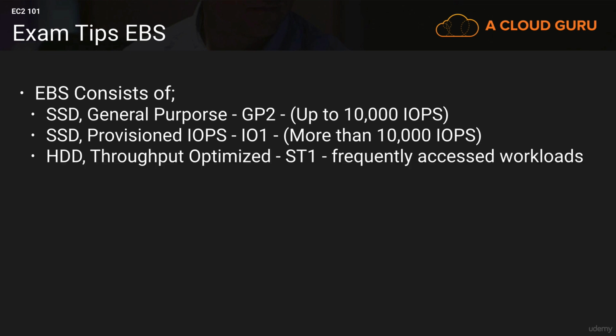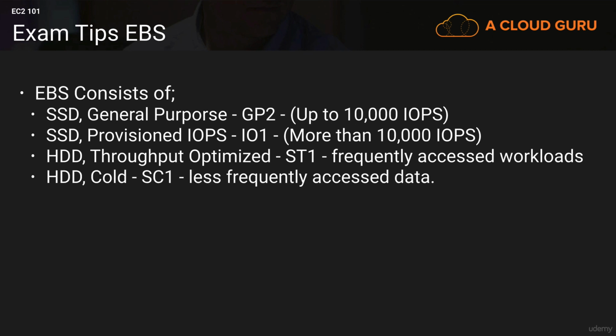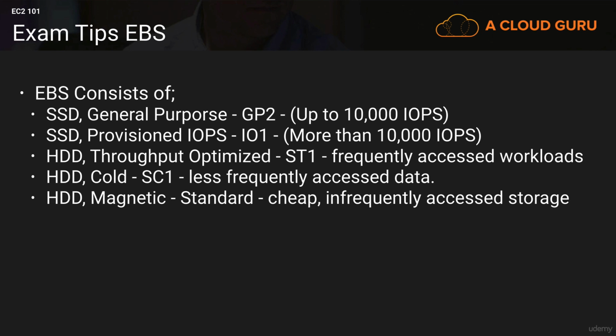We then have HDD. This is throughput optimized storage. So this is magnetic storage. Again, this is for things that are written in sequence, or sequential writes. So this is things like big data, things like logs, things like data warehousing, etc. And then we have HDD cold, and this is for less frequently accessed data. Neither of these two magnetic volumes can be bootable. So HDD cold is typically used for file servers, for example. And then we have HDD magnetic, and this is bootable, and it's basically the cheapest bootable magnetic storage that you're going to get. So remember the 5 different types.